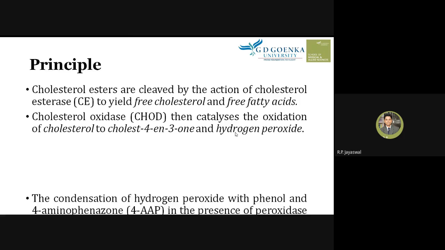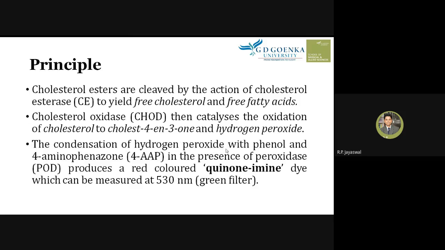Now the third reaction is the condensation of hydrogen peroxide with phenol and 4-amino phenazone or 4-amino antipyrine, right? In the presence of peroxidase enzyme, it produces a red color quinoneimine dye, which can be measured at 530 nanometer. The color of the quinoneimine dye is pink or red, and this is the end product, a complex whose color intensity is measured at 530 nanometer, or we can select the green filter in the colorimeter.